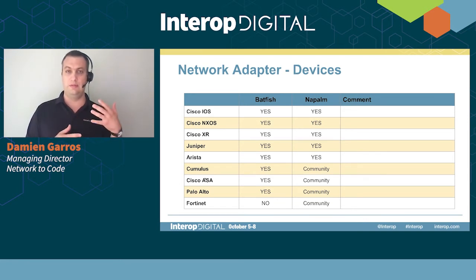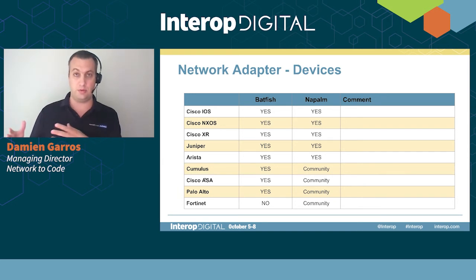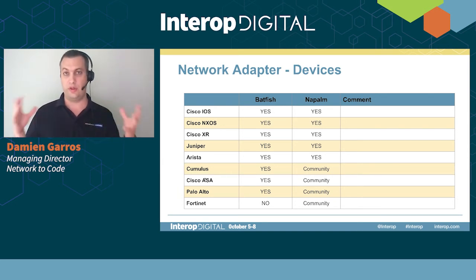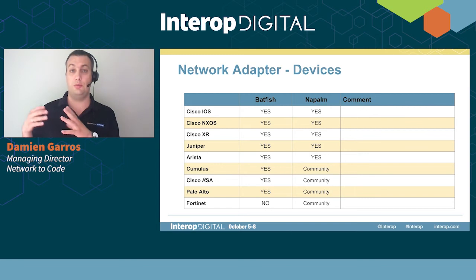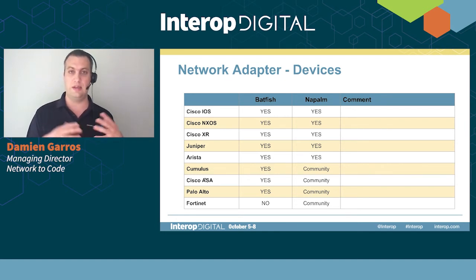In terms of devices and types of devices that are supported, we're really bound to what Batfish and Napalm support. Batfish out of the box has good support for Cisco IOS, Cisco NX-OS, Cisco XR, Juniper, and Arista, and Napalm as well. So those five platforms are definitely supported. Beyond that, Batfish also supports Cumulus, Cisco ASA, and Palo Alto, and there are some community drivers on Napalm for them. While I haven't tested myself, I would assume that those should work decently out of the box, but definitely more testing will be required.